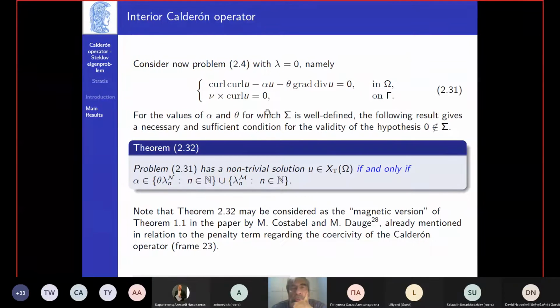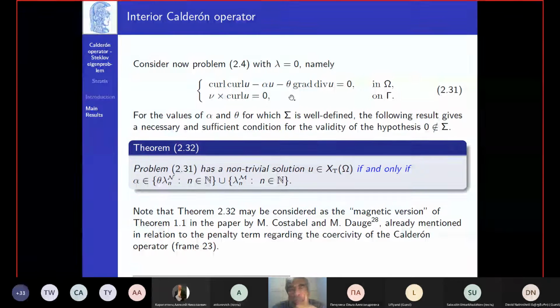So we consider our problem 24, but now consider lambda equal to zero. And so we have the following theorem: this problem up here has a non-trivial solution in the energy space if and only if alpha is a theta multiple of the Neumann eigenvalues, that is, in this set of theta multiples of lambda n, and the eigenvalues of the other problem, the magnetic problem.